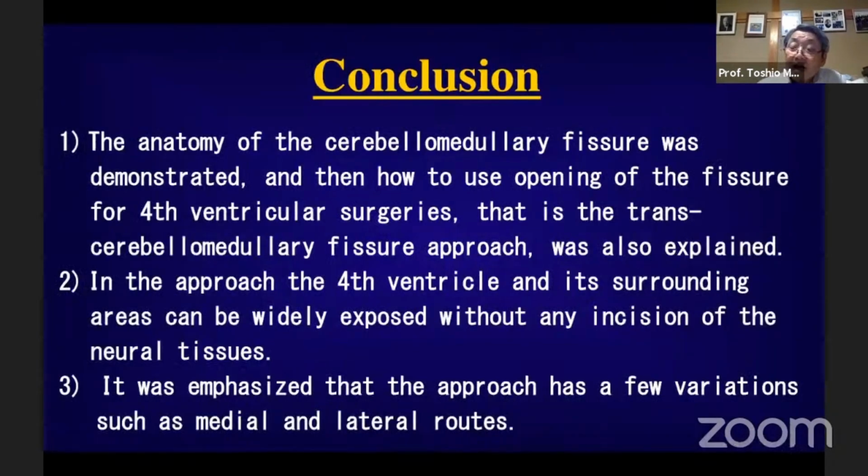In conclusion, anatomy of the cerebellomedullary fissure was demonstrated, and then how to use opening the fissure for fourth ventricular surgery, that is the transcerebellomedullary fissure approach, was also explained. In the approach, the fourth ventricle and its surrounding area can be widely exposed without any incision of the neural tissue.